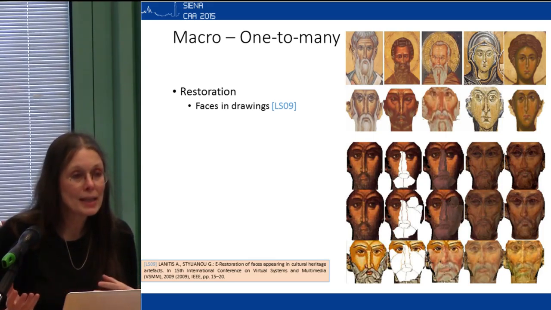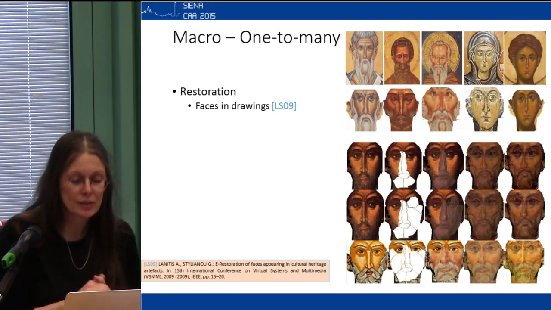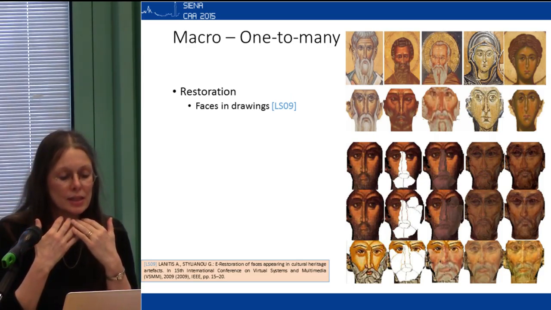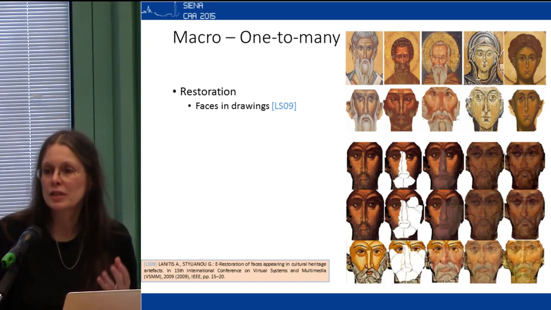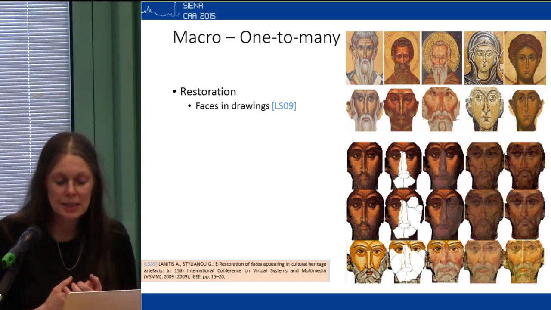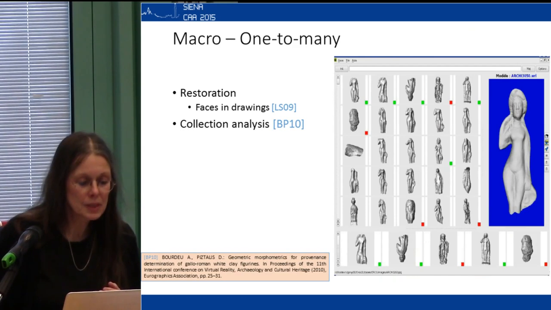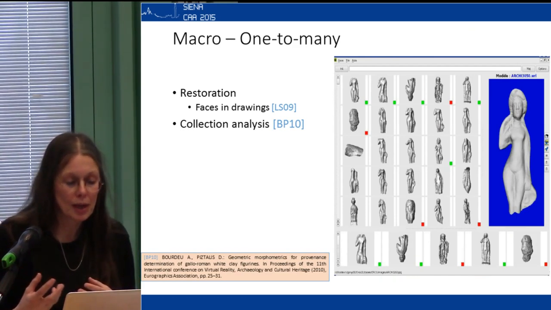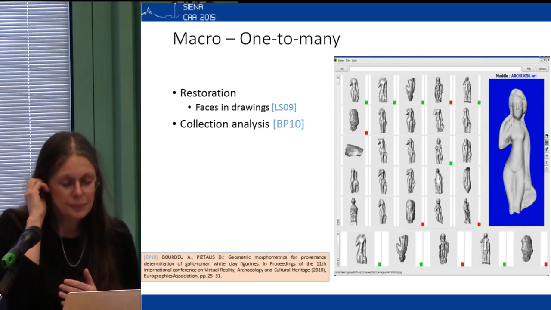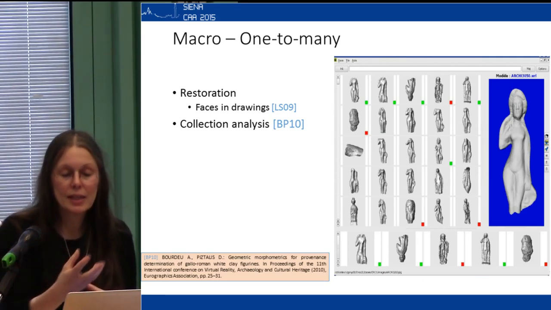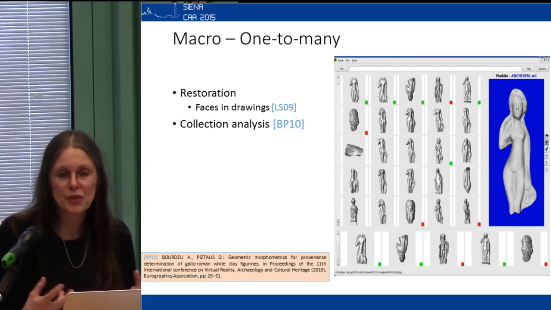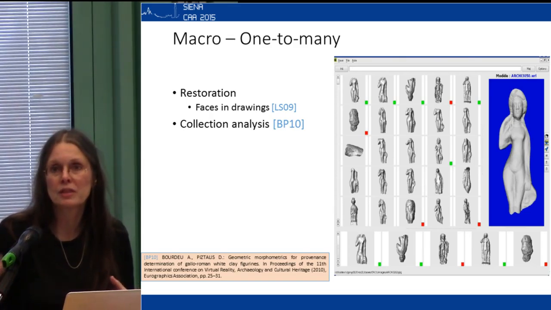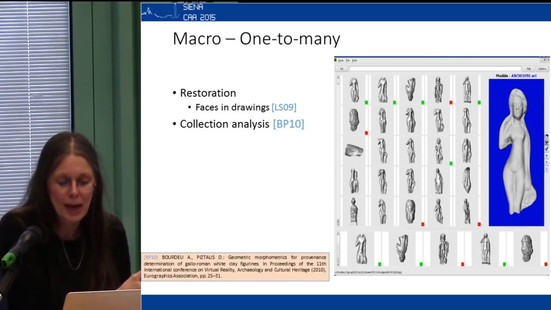In a macro one-to-many scenario, there's a drawing with something missing in it, finding many similar drawings and then using the information from those similar drawings to fill in the missing piece. Another one-to-many is to do a search from a given shape, finding similar shapes in a database. This can be useful for finding what is the prevalence of this particular piece? What is it similar to that we know something about?